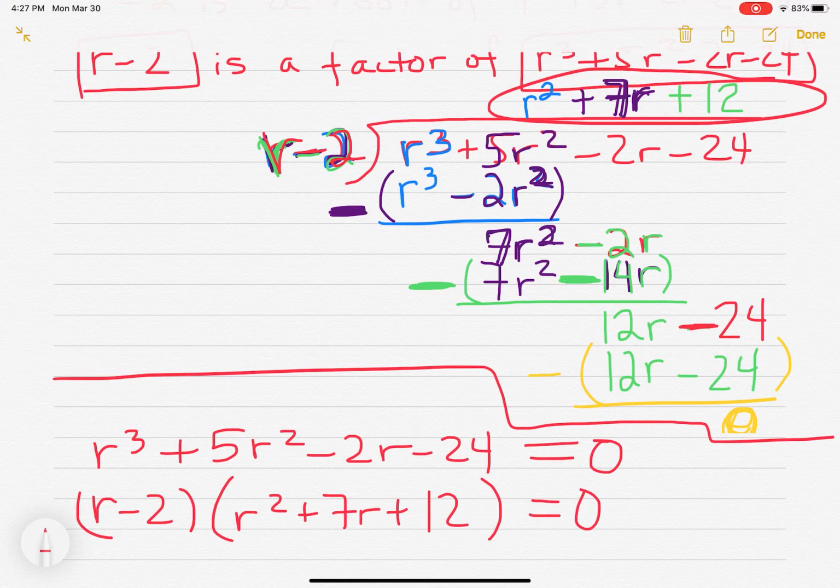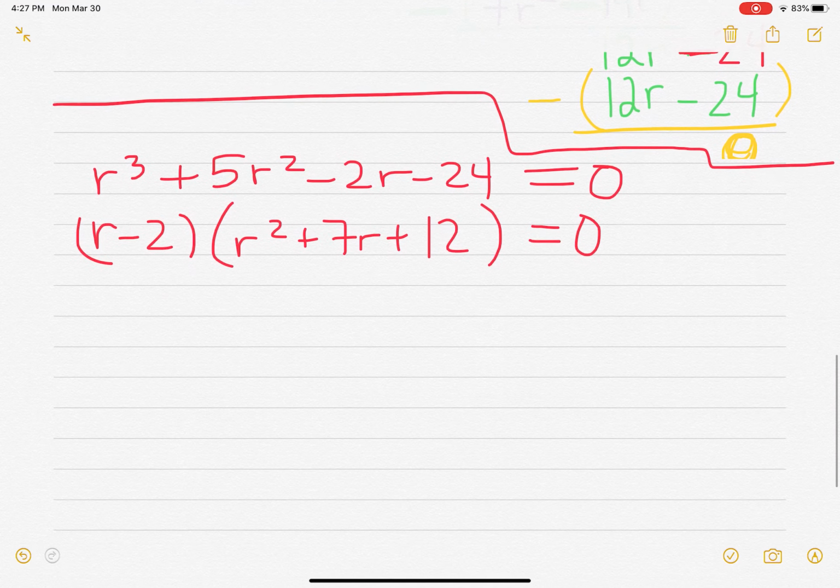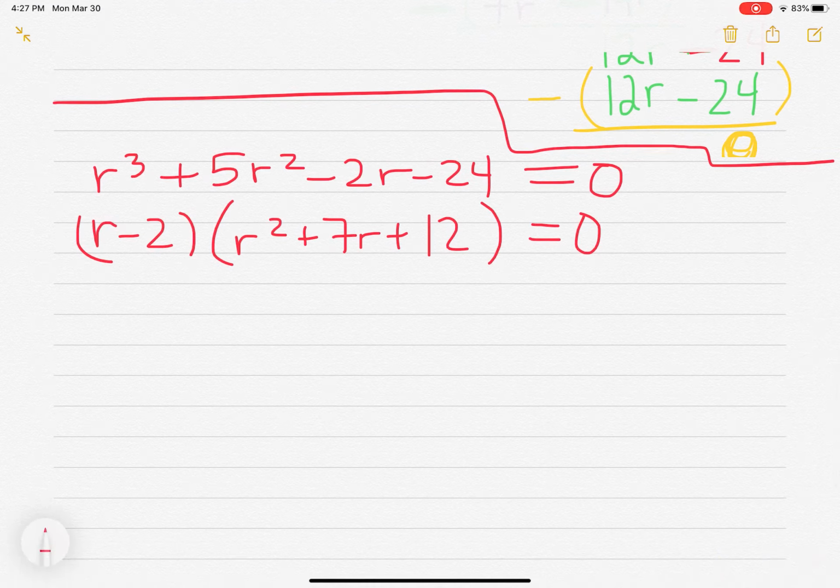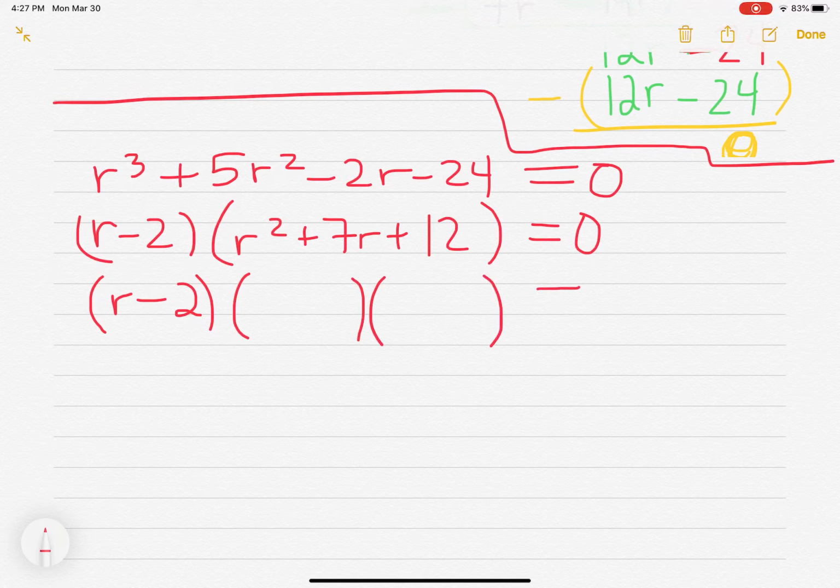So we have a linear term, r minus 2, and we have a quadratic term, r squared plus 7r plus 12. So now we can factor the quadratic term. r minus 2 stays, and the quadratic term, we're going to factor it. We're going to make 2 pairs of parentheses and equals 0. So first of all, I'm going to put an r in the first parentheses, an r in the second parentheses, and then I got to find two numbers that multiply to give me positive 12 and add to give me 7. So I'm going to do a positive 4, a positive 3, right? Positive 4, positive 3, multiply to give me 12, they add to give me 7.